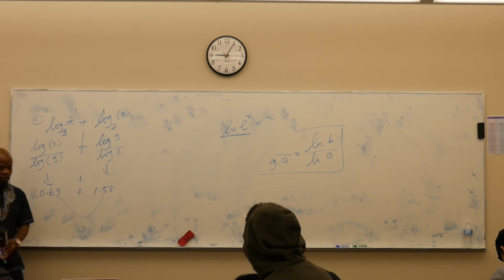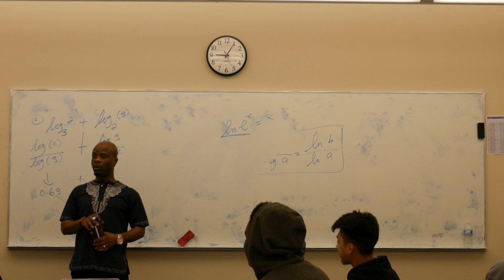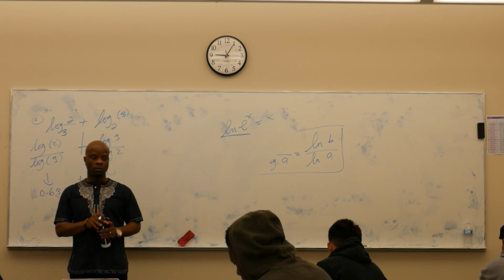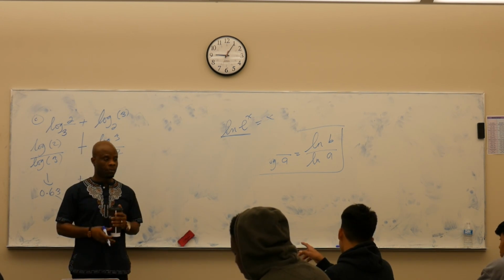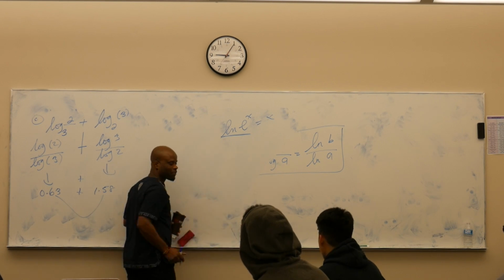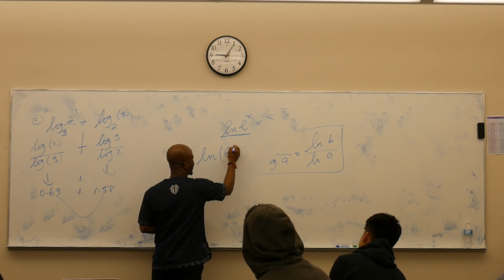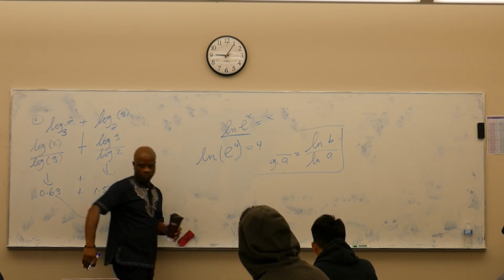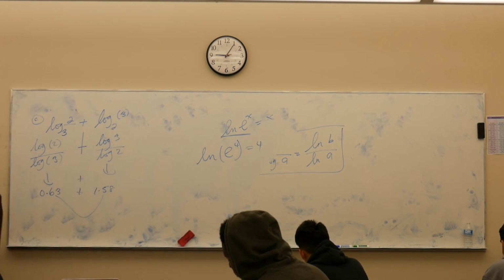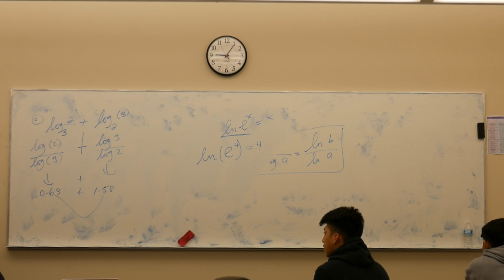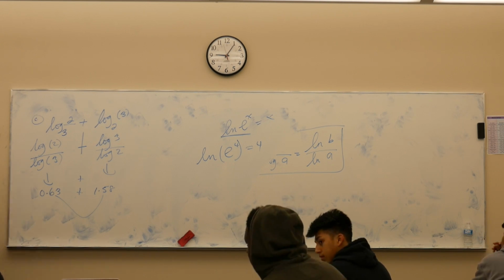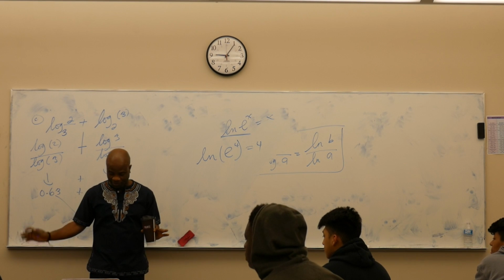Okay. So 2a, what would be the answer? 4. Why? Because of this property right here, right? Because we're looking for the natural log of e to the 4. Are we good? You see that again, you're not going to write craziness, right?